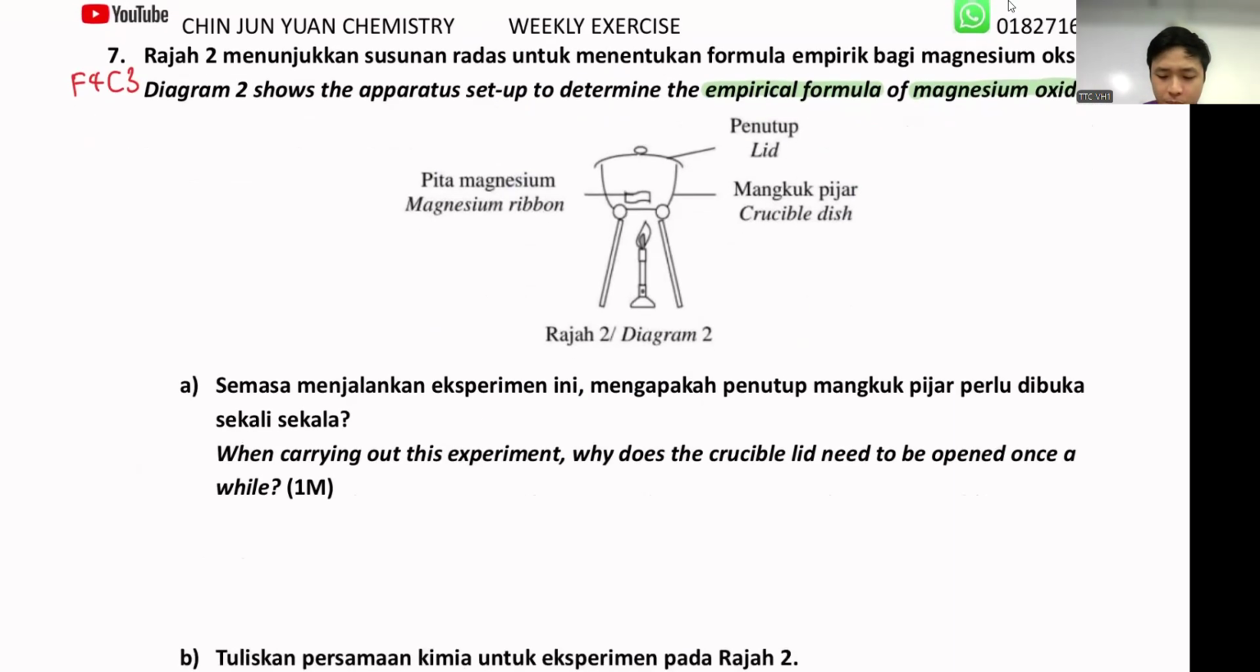But first of all, there are some precautions you have to know when you burn this magnesium ribbon. Before you even put it into the crucible, you have to use sandpaper to rub off the oxide layer. Then after you put it inside, you light up the Bunsen burner. When it starts to burn, you have to use the lid to close the crucible, just to prevent the white film going up, because the white film is the MgO we are talking about.